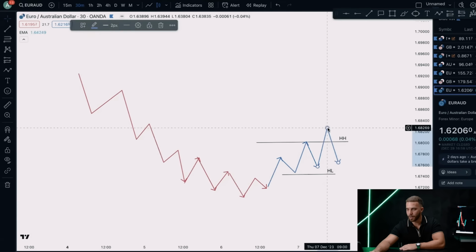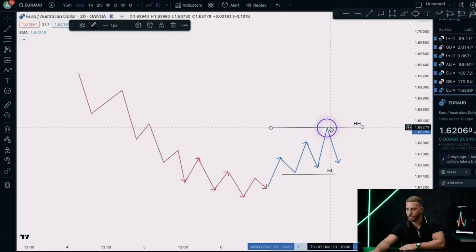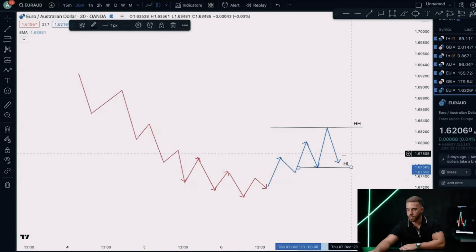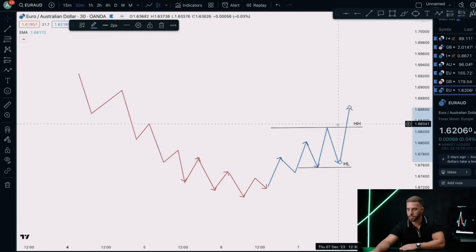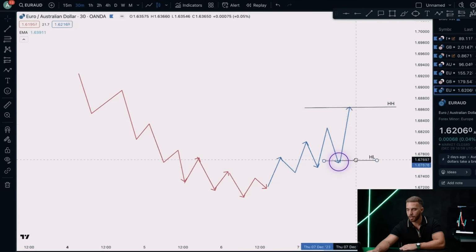But if we do have a higher high, then the new highest high becomes the higher low. And then you simply follow the last structure point and then boom, this becomes the last higher low. This right here is still nothing. The moment we create above, this is now the higher high. And then this is the higher low.